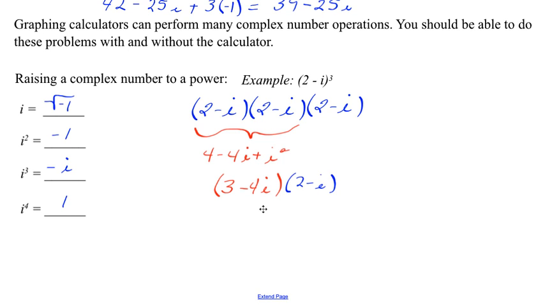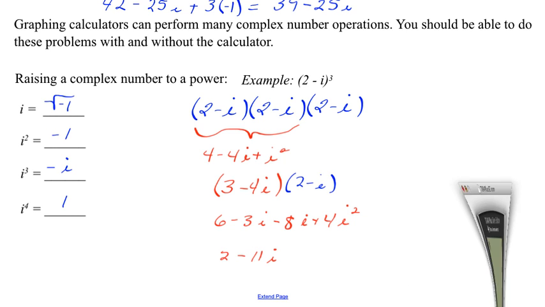This is the third factor of 2 minus i, and now we're going to FOIL this again. Our first terms will give us 6. Our outer terms give us minus 3i. Our inner is minus 8i. And our last terms are plus 4i squared. Remember, this i squared is just a -1, so -1 times 4 is -4, and 6 minus 4 is 2. When we combine the minus 3i and the minus 8i, we get minus 11i. So that is our final solution.